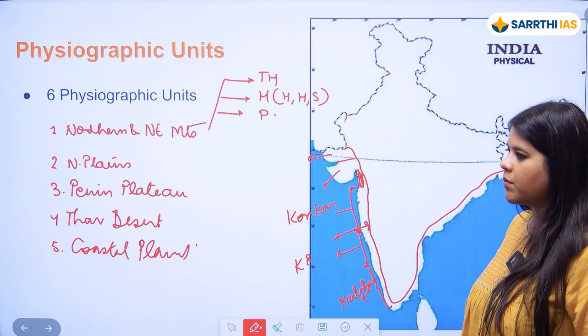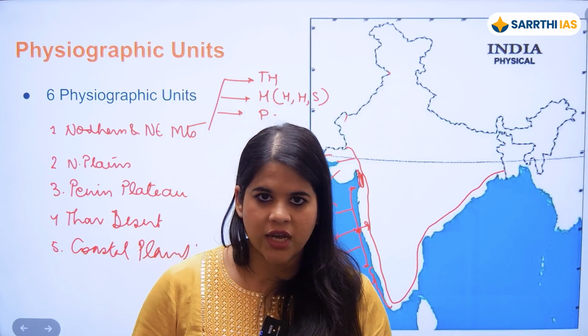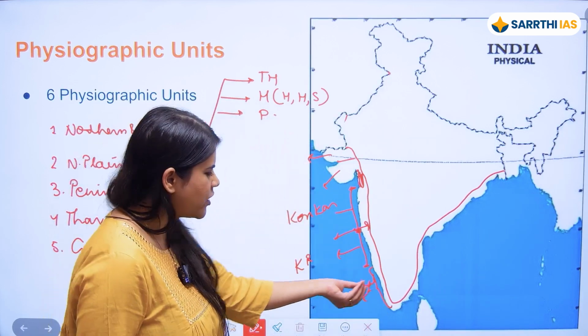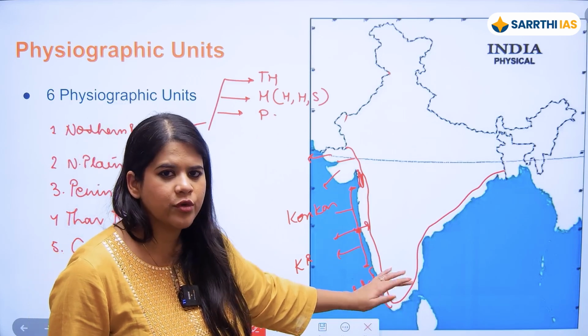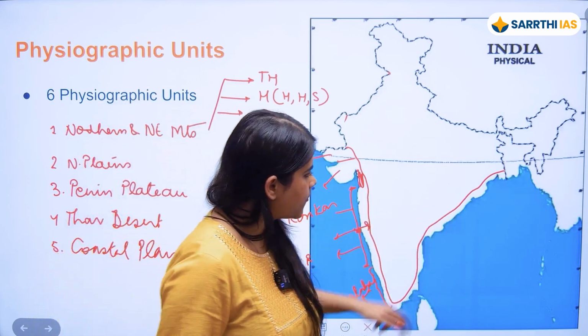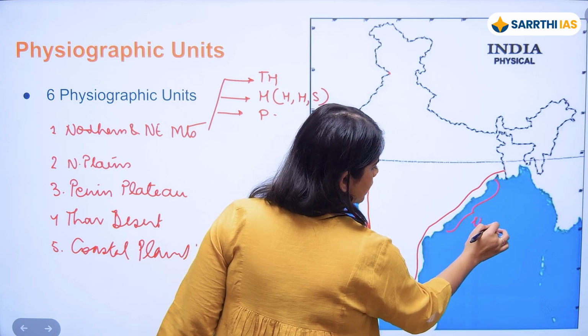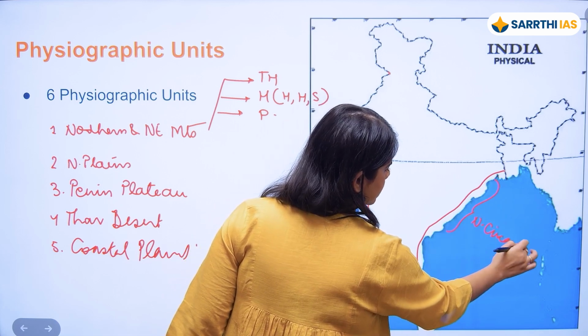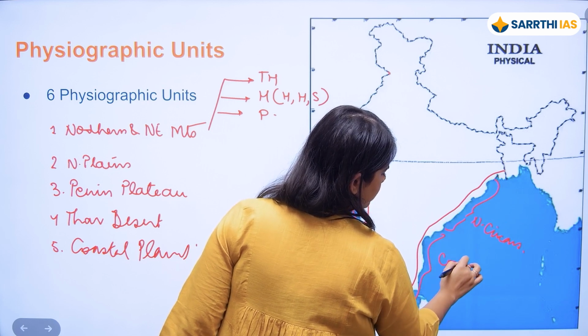Then we have the Malabar coast. The Malabar coast is completely stable, a neutral coastline. Although emergence is happening here, there is a little deposition by rivers, which is causing the emergence of the coast. Here we have the northern Sarkars and the Coromandel coast.